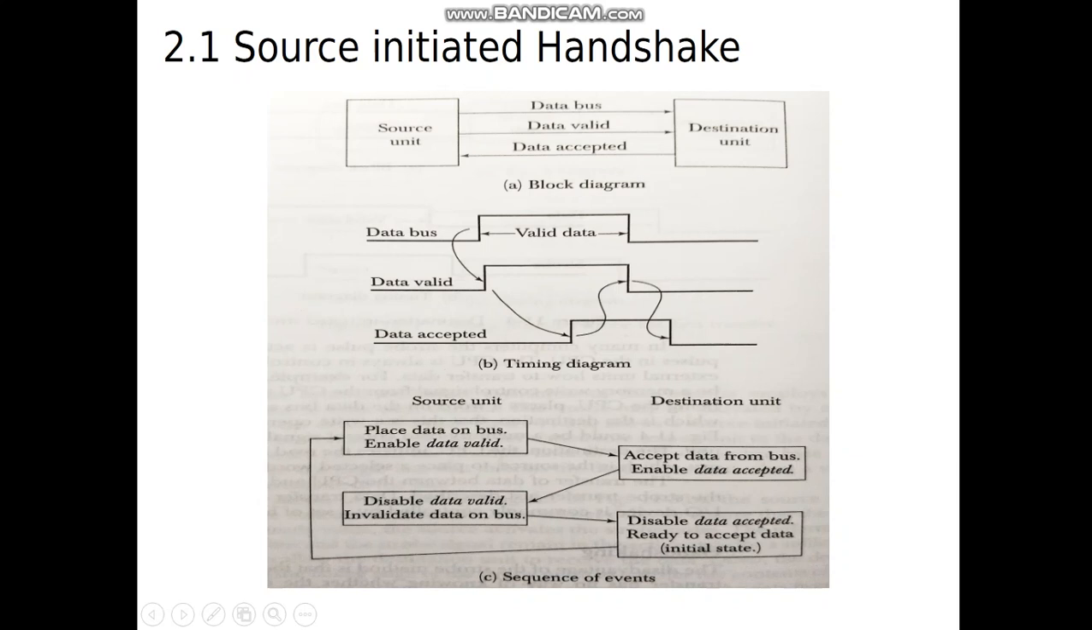This is the timing diagram. The source unit places the data on the bus and enables data valid, and the destination unit accepts the data and enables data accepted. If data valid is disabled, the data on the bus becomes invalid, and data accepted is disabled, ready to accept data in the initial state. So the system goes back to the initial state. This is the source-initiated handshake.